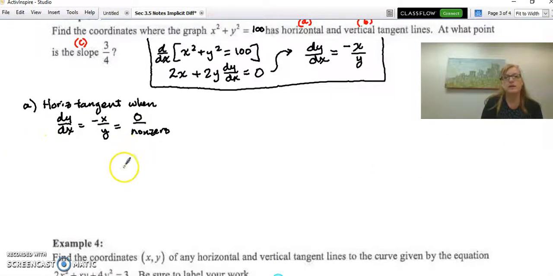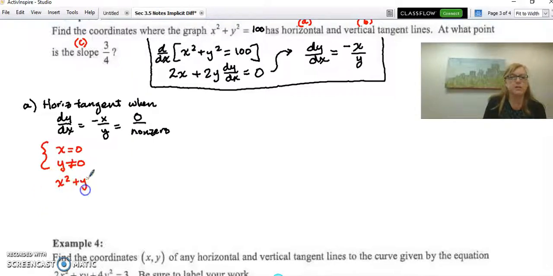Now, looking at this, and this is one of the things that I want you to really think about, what you're actually doing here is kind of like a system of equations. In order for this to equal 0 over non-zero, the top x would have to be 0, the bottom y cannot equal 0, and then of course the other equation that you know about this graph is that x squared plus y squared equals 100. So really, every single time that we are doing one of these problems, what you are doing is a system of equations. Now this, of course, is a really easy system because to solve it, all you're going to do is plug your 0 in for x and solve for y. So y squared equals 100, y equals plus or minus 10.